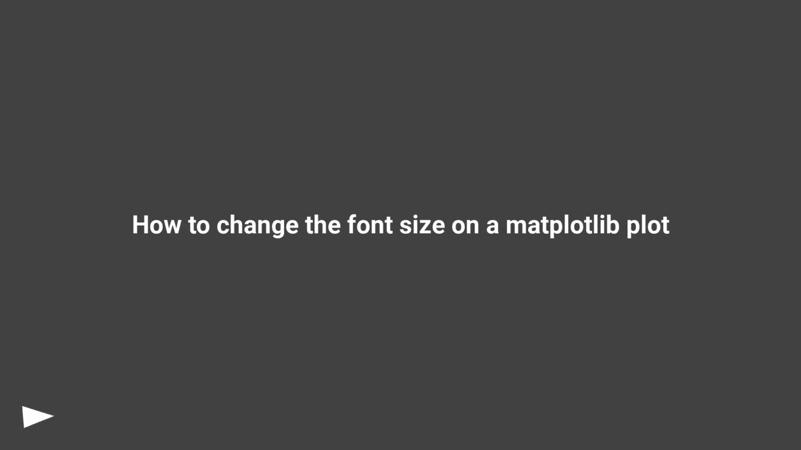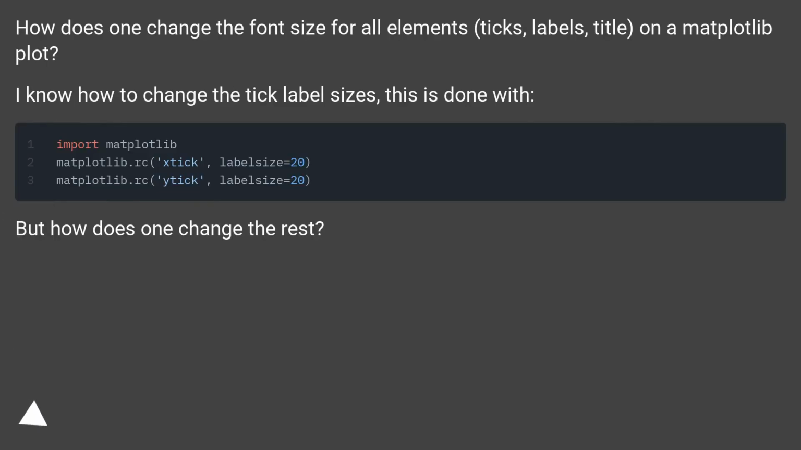How to change the font size on a matplotlib plot. How does one change the font size for all elements, ticks, labels, title, on a matplotlib plot?